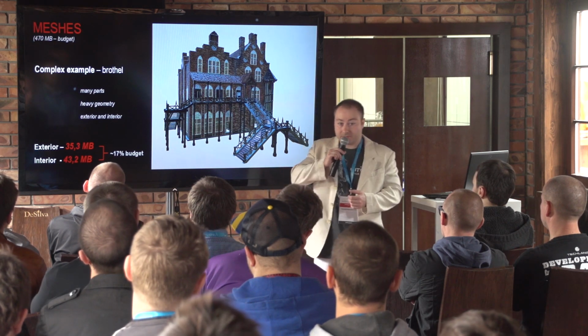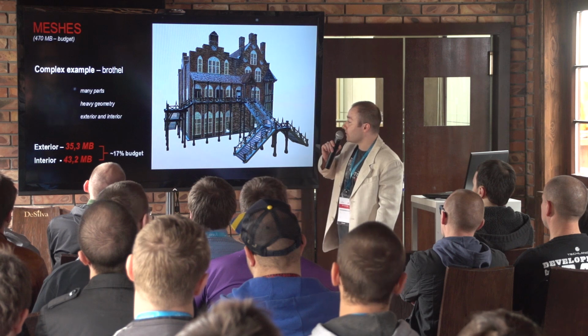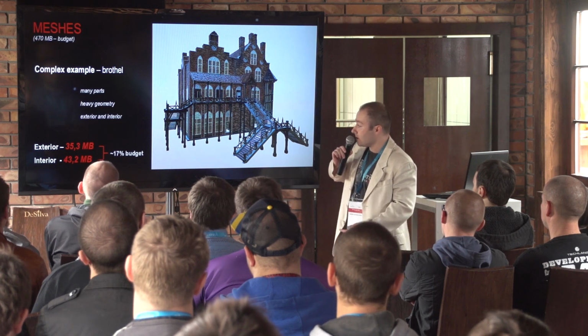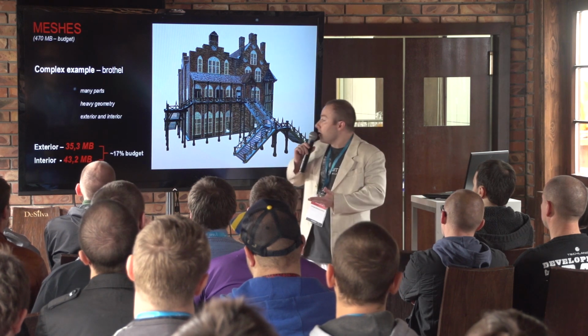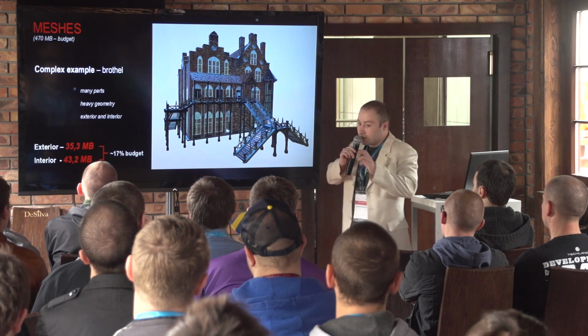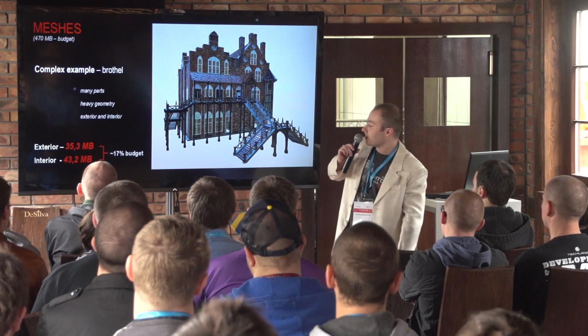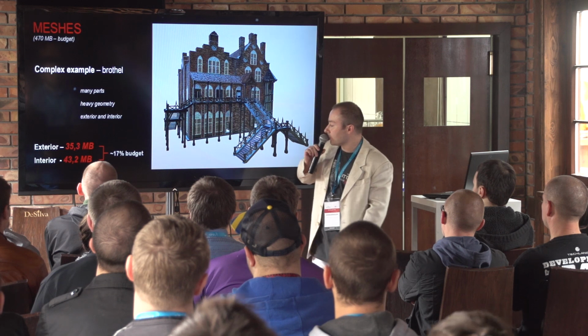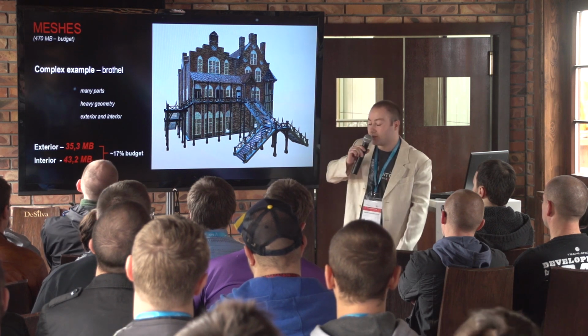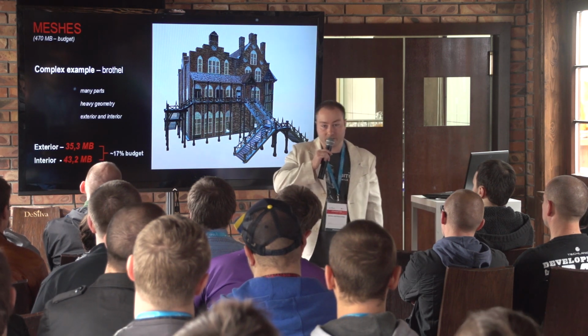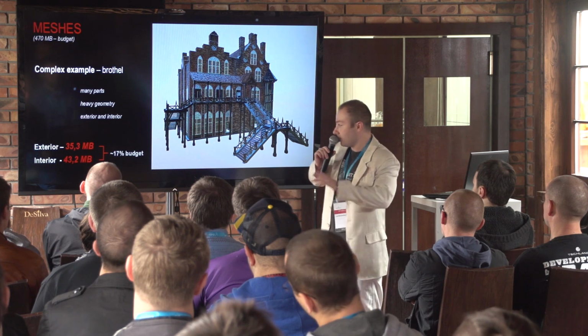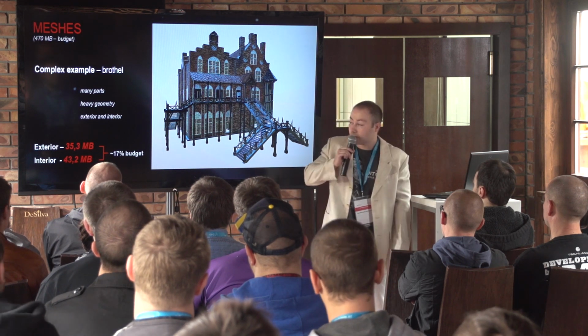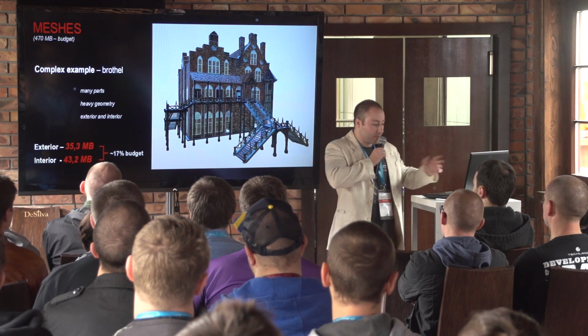So why is this building a good example? First of all, it's big, got many parts, it's very heavy on geometry, and it's got interior and exterior. So those parts put together are going to take around 70% of our whole budget for the meshes. So 5 buildings like that, we're off. So that's why it's a good example to show you those contrast parts.